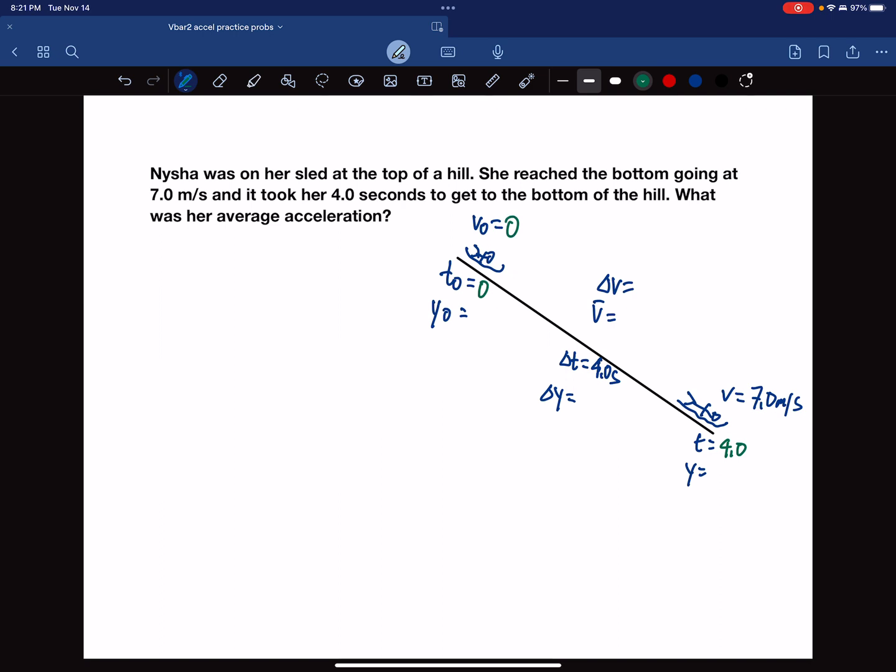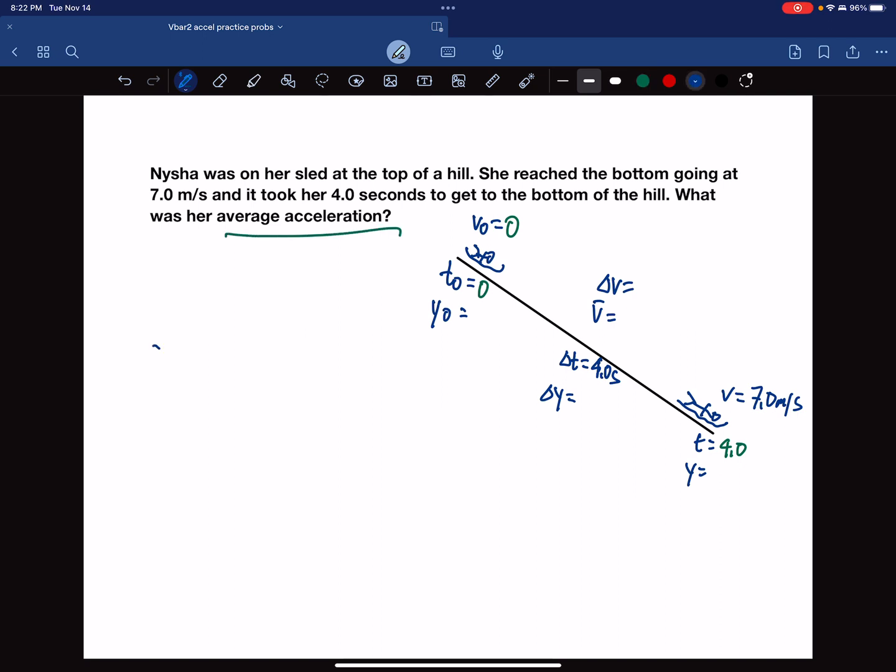She went from some speed 0 to 7 at the bottom. You start at the top, usually your velocity is 0. So even though the number 0 is not stated, that is the best, most reasonable value to apply to that. Now we're looking for the average acceleration.